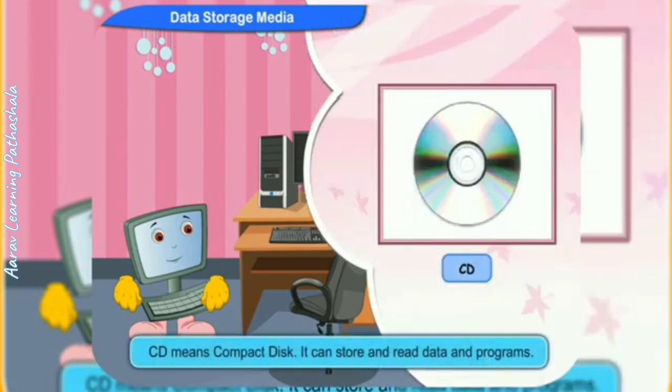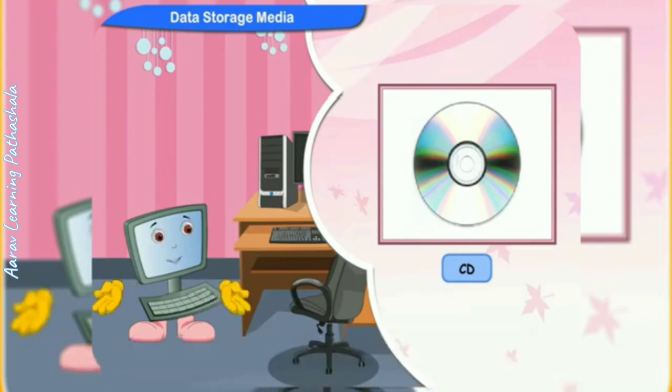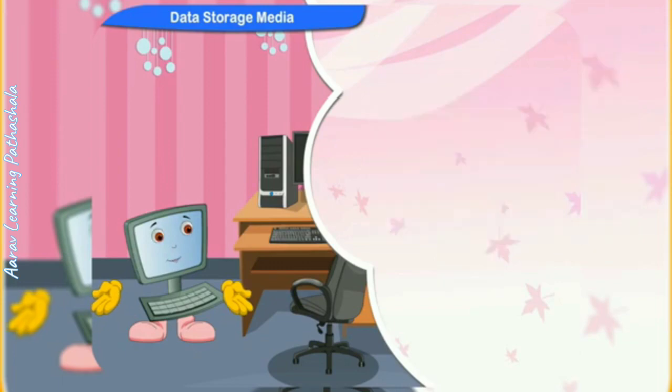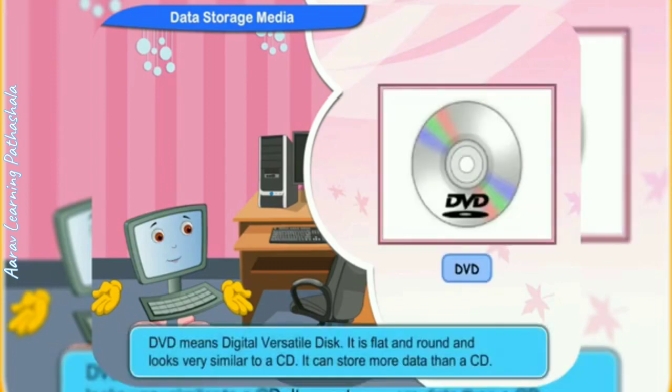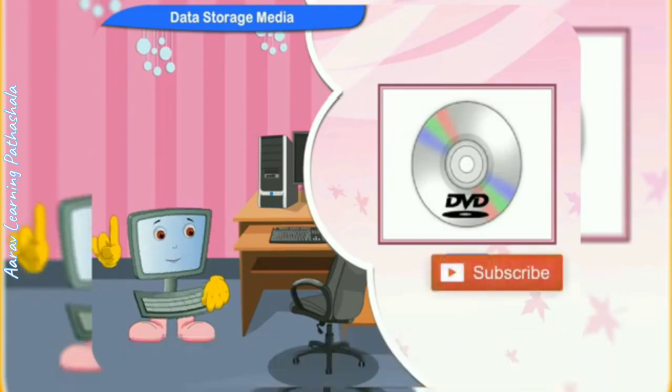I know that CD means compact disc. It can store and read data and programs. That's right, Rennie. And what are DVDs? DVD means digital versatile disc. It is flat and round and looks very similar to a CD. It can store more data than a CD. Correct. CDs and DVDs are known as optical discs.